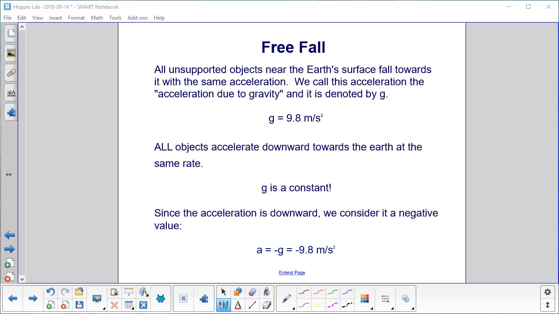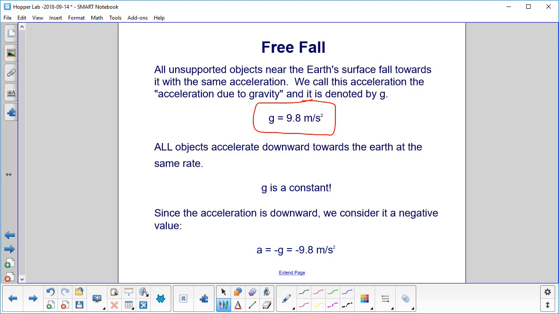Freefall consists of all unsupported objects near the Earth's surface that fall towards the Earth with the same acceleration. We call that the acceleration due to gravity and it is denoted by g. And g, the magnitude of g, is 9.8 meters per second squared. So that should always be positive. If you see g in an equation, replace it with 9.8 meters per second squared.